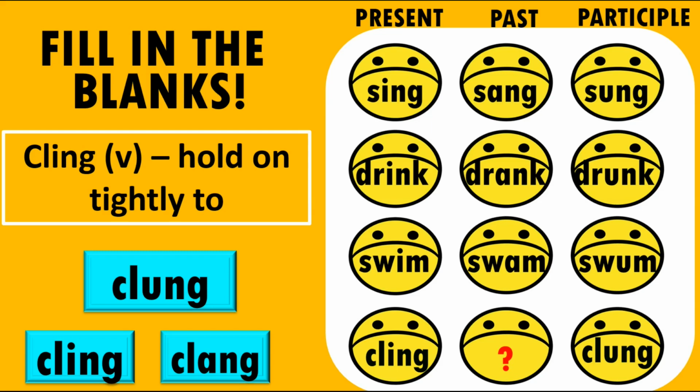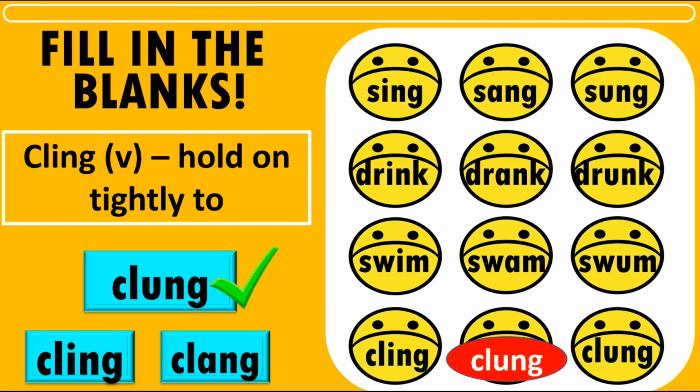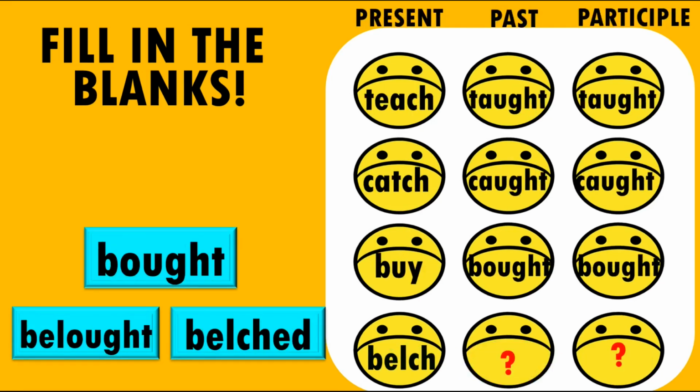Then I change the A and put a U to get my sung. Now guys, is it the same thing with cling? And you only have one to figure out. What is the verb for the past tense? Guys, you have 10 seconds to do so. And the answer is clung, C-L-U-N-G, and it's the same for the past and the past participle. Let's move on to the next question.